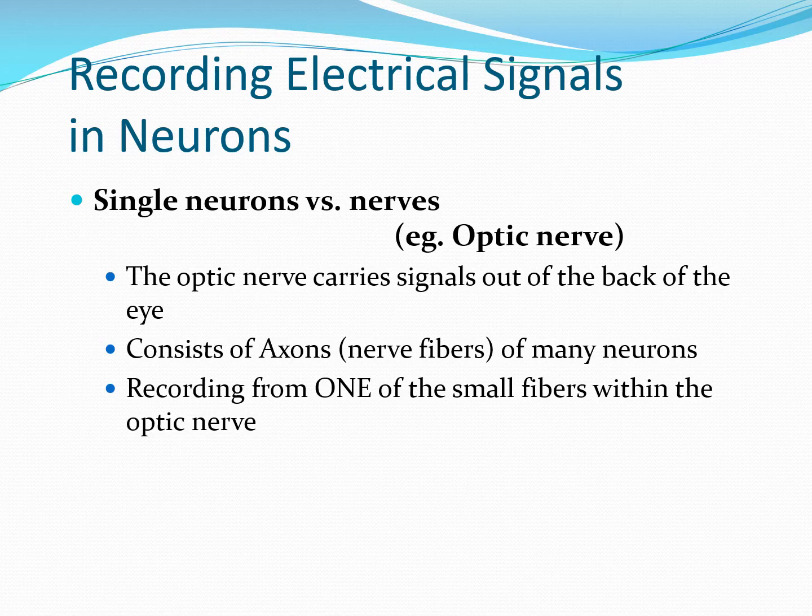And what we're going to show here is recording from one of the small fibers within the optic nerve. And again, we might call that a nerve fiber or a single neuron or an axon, and that word nerve gets used interchangeably, but sometimes we are talking about these just cables of axons or nerve fibers.